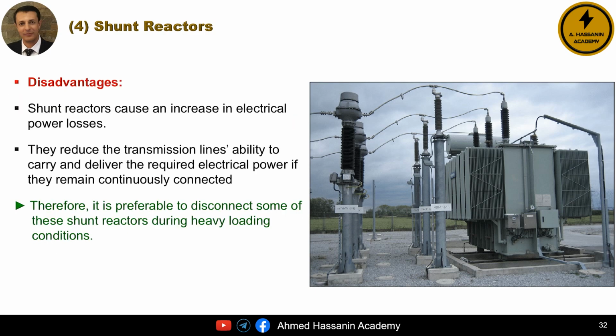And the last point is that one of the major disadvantages of shunt reactors is that the absorption of reactive power leads to an increase in wasted energy or power losses. The second point is that the continuous connection of shunt reactors, especially during high load conditions, will result in a reduction in the capacity and capability of transmission lines to carry or transmit the required electrical power. Therefore, it is necessary to disconnect these shunt reactors during periods of high load.